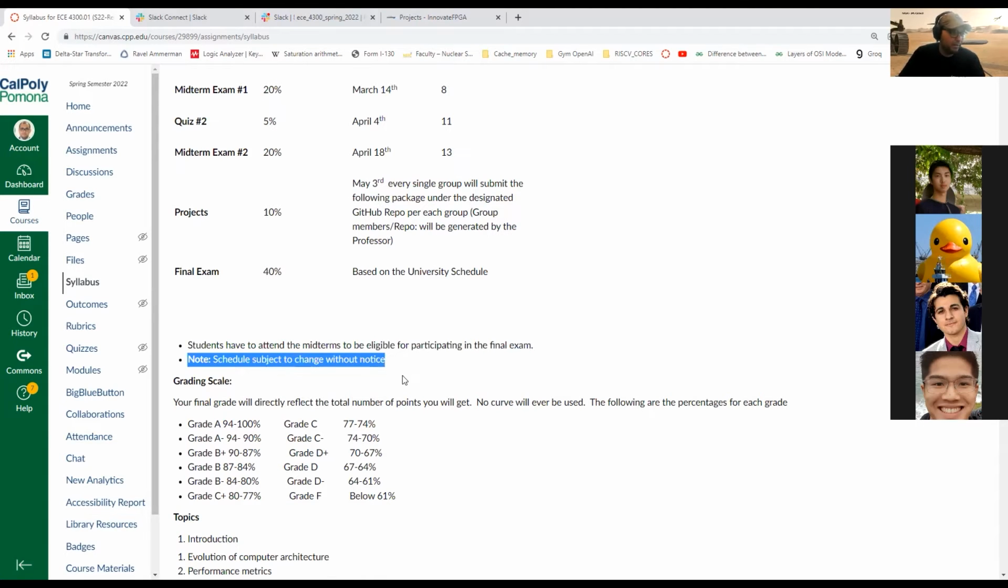The note I made here is that the schedule is subject to change without notice, because we don't know what will happen with COVID-19. Nobody trusts it. So I don't know what will happen. Are we going to go back to normal by February 12th, or will the state extend the Zoom activities? I don't know. That's something we don't know, right?